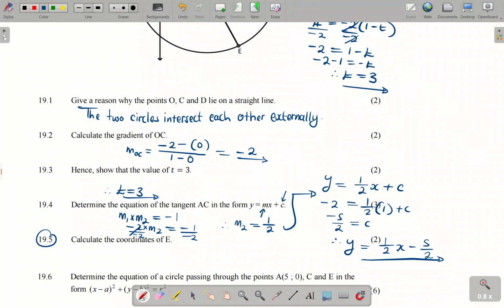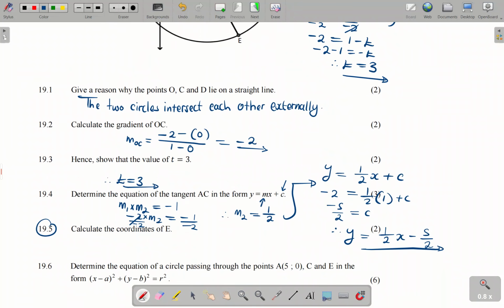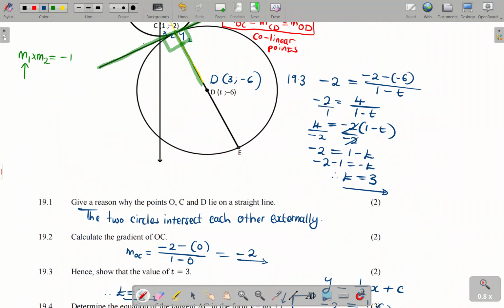Calculate the coordinate of E. You see, now it's easy to calculate the coordinate of E because we know the value of D there. The coordinate of D is 3 and negative 6. We have shown here that t is equal to 3. So t becomes what? Your midpoint, guys. It becomes what?